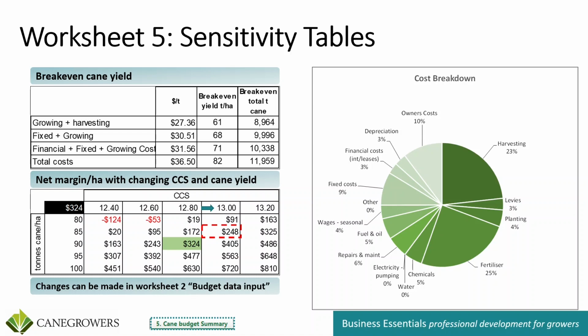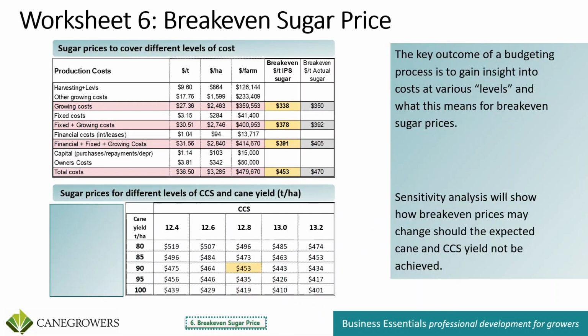The pie chart on the right provides the proportional cost breakdown of all input cost elements and illustrates graphically the contribution of each item to the total cost. We will now move on to worksheet 6, which provides further details on the break-even sugar price.